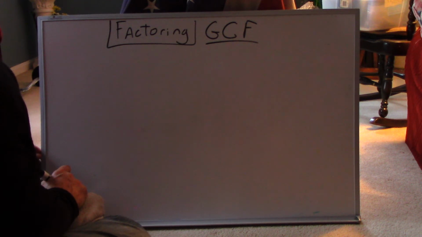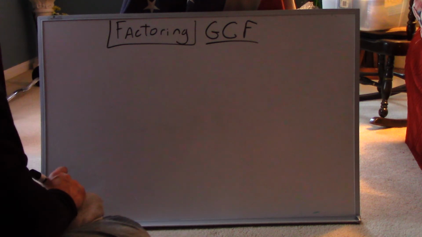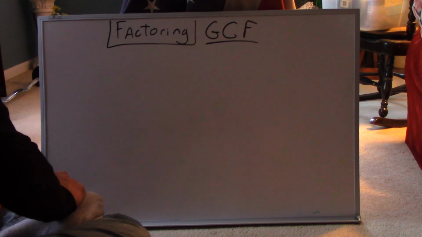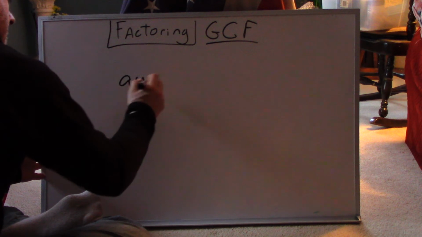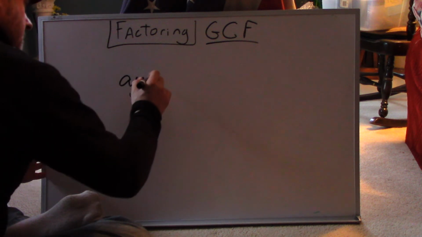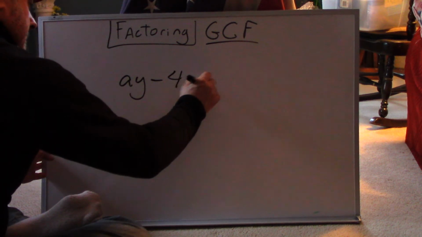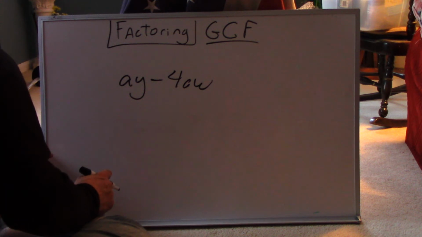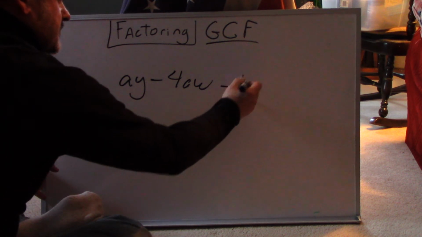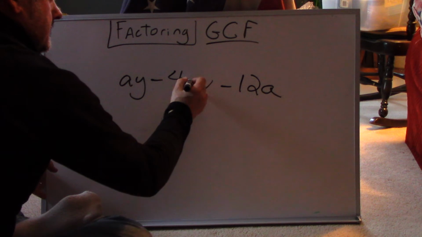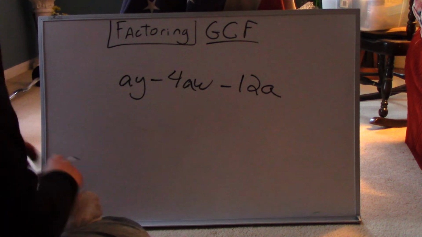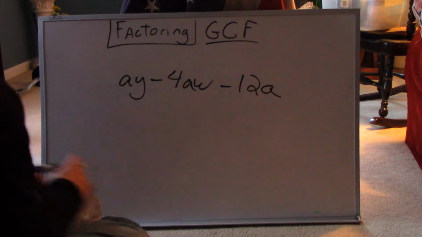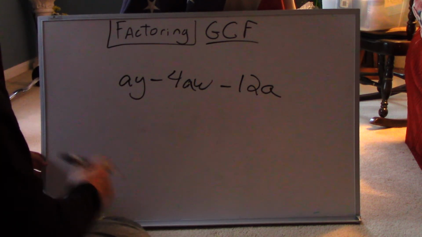Let's look at this one here. Let's do one that's a little more complicated. AY minus 4AW minus 12A. Okay. Really, there's a 1 here. What could go into 1, 4, 12? Nothing. It has to go into all three.